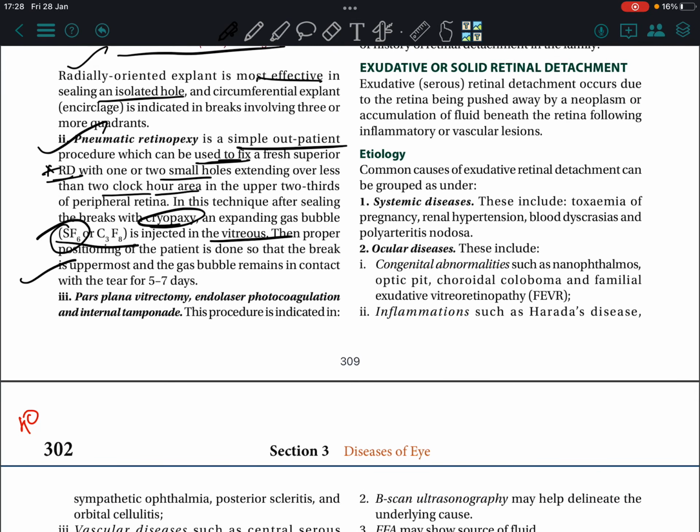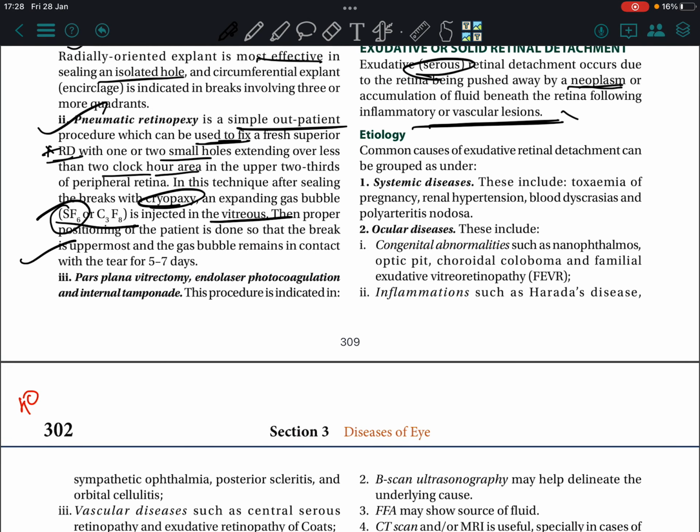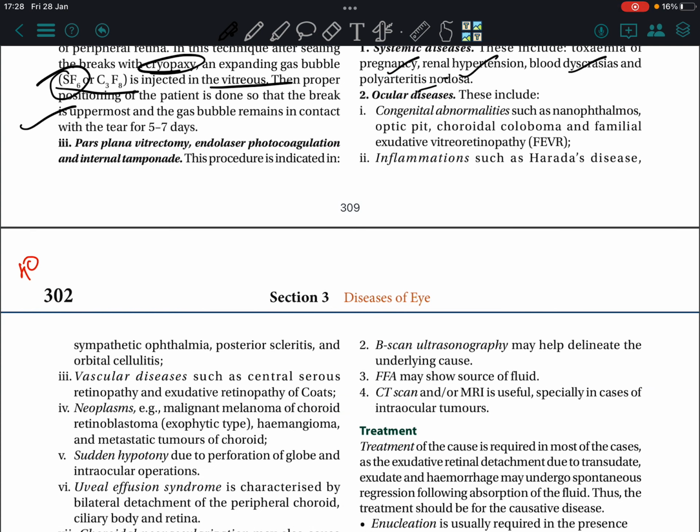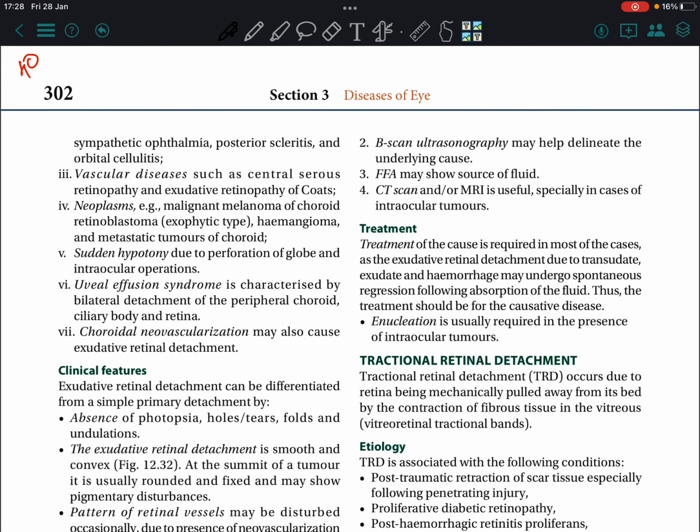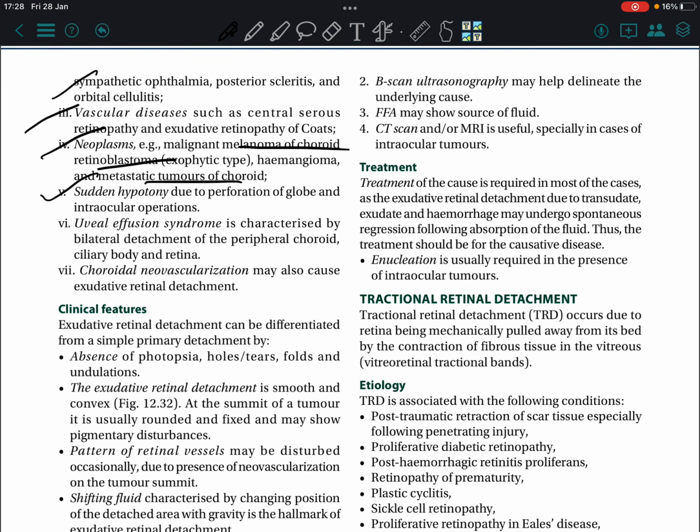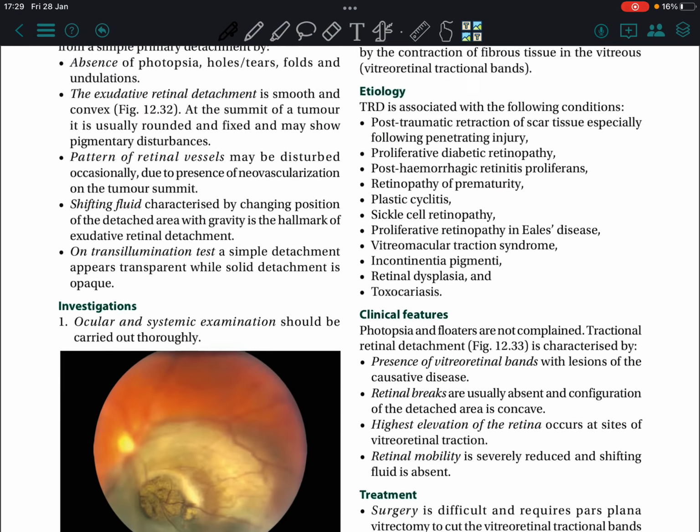Exudative or solid retinal detachment. It is serous, occurs due to the retina being pushed away by a neoplasm or accumulation of fluid beneath the retina following inflammatory vascular lesions. Etiology: common systemic diseases, renal hypertension, pregnancy, blood dyscrasias, polyarteritis nodosa. Ocular disease: congenital abnormalities such as nanophthalmos, optic pit, choroidal coloboma, familial exudative vitreoretinopathy; inflammation such as Harada disease, sympathetic ophthalmia, posterior scleritis; vascular disease; neoplasm, melanoma of choroid, retinoblastoma, hemangioma, metastatic tumors; sudden hypotony, uveal effusion syndrome, choroidal neovascularization.